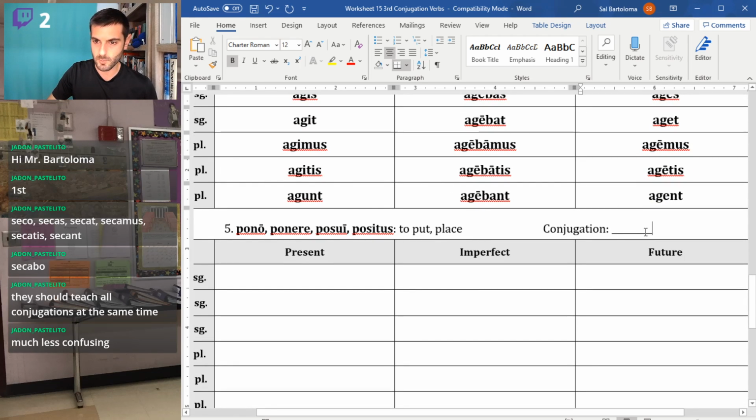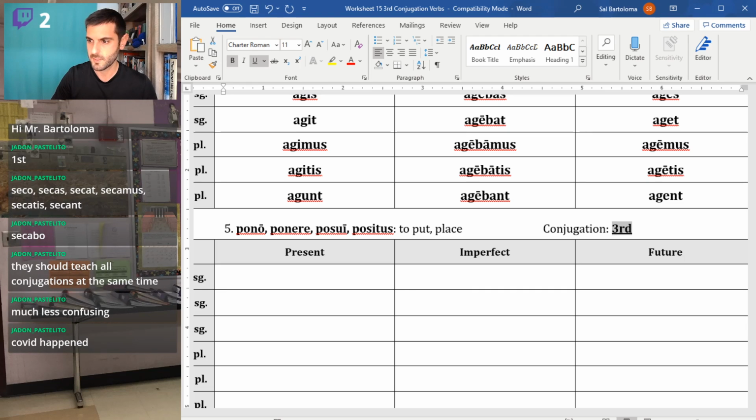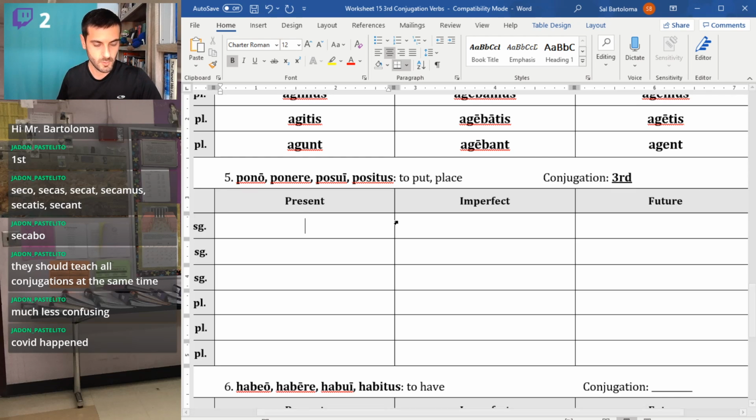All right, pono, ponere, to put, another third conjugation verb. So it's going to follow. Yep, COVID happened. And also, unfortunately, in sixth grade they go a little slow for you guys. So I didn't want to throw all verb forms at you at the same time. I would have melted your little brains.